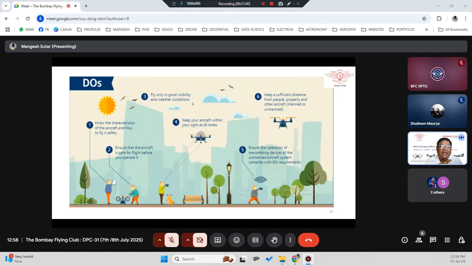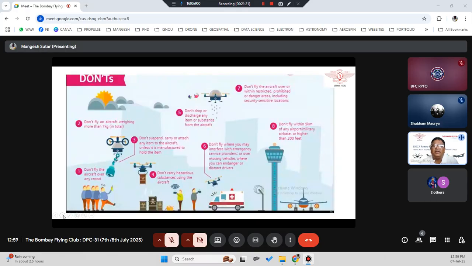So within that area, at a given point in time, I can only fly 1 drone. If I have to fly 2 drones, I have to extend my base to double the size. So in a 60 by 60 area, I can fly only 1 drone at a time. Clear on the do's? I will go to the next, that is the don'ts.